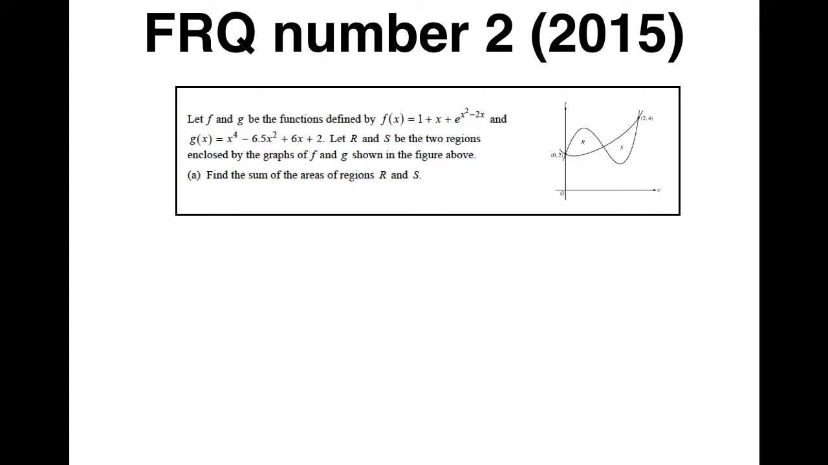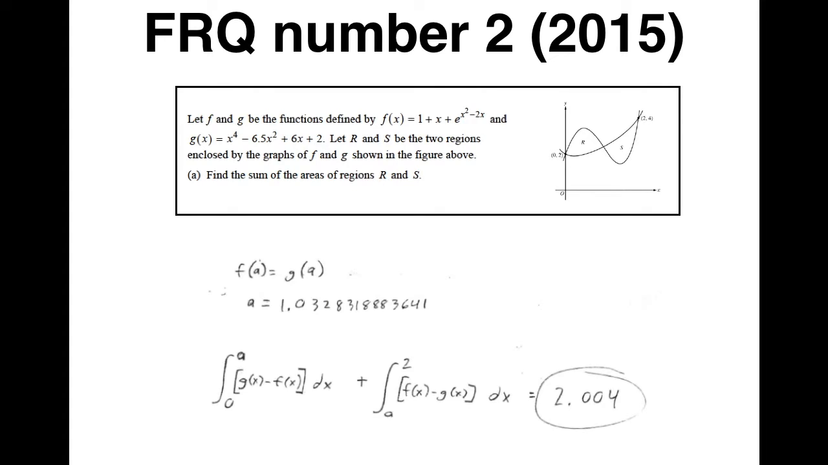So let's start with question A, and we'll look at 3 students' work and comment on what they did and how many points they earned. The first student looked for the intersection point. Of course, she used her calculator. f(A) equals g(A), and they found that A equals 1.0328318883641. So kept many decimals because this is not the final answer.